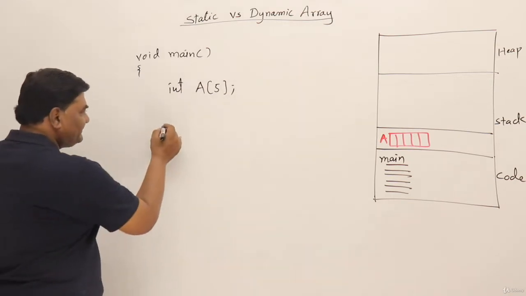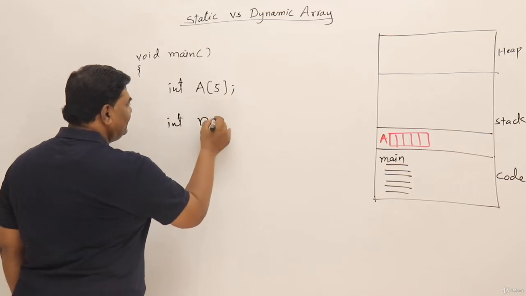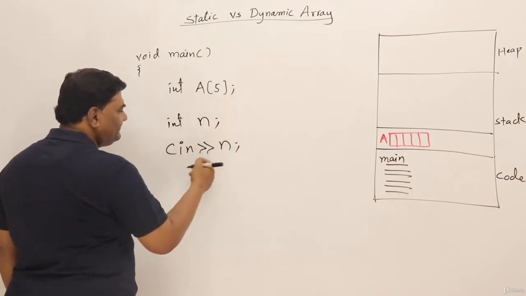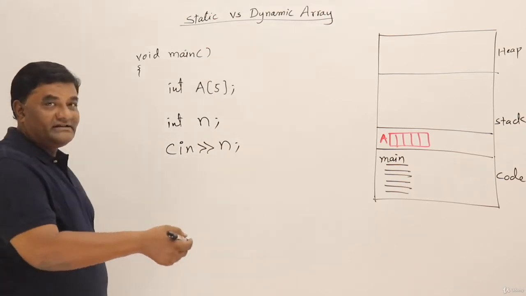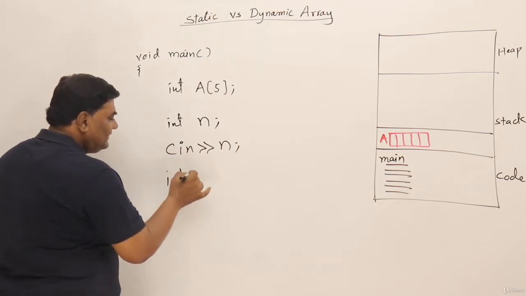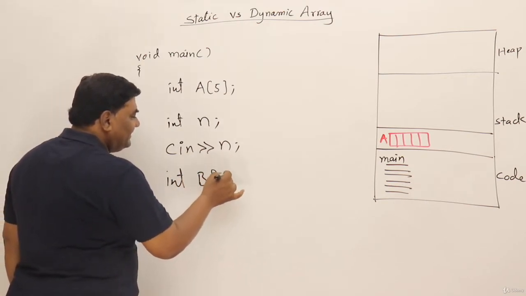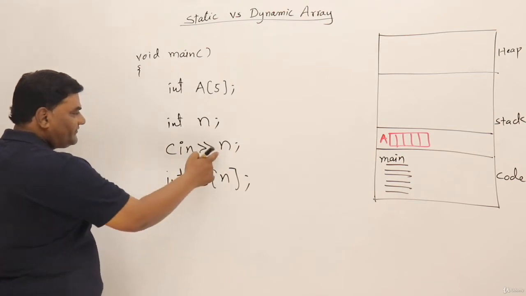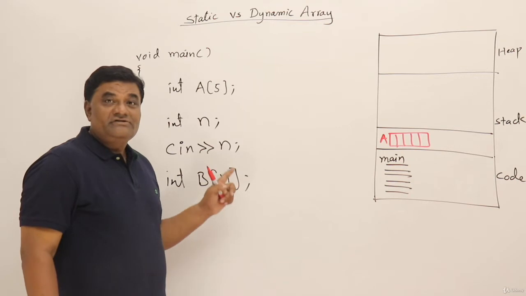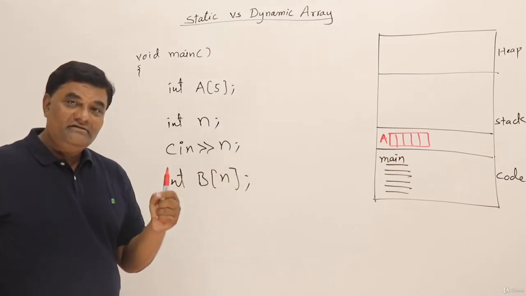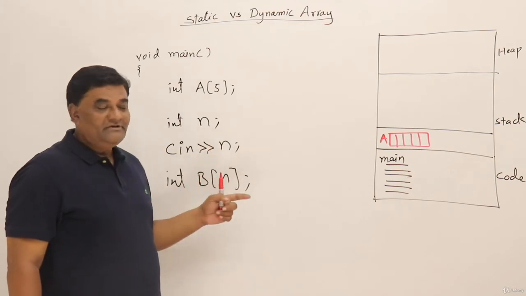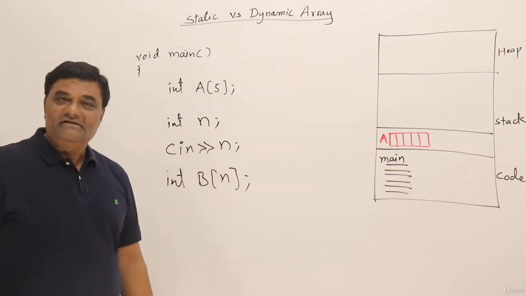Let us see in C++, suppose I have one variable n and cin >> n. So it means I am reading some input from the keyboard, the size of the array as n. Then I can declare an array of size n. So whatever input comes from the keyboard, I can create an array of that particular size. So the size of an array is decided at runtime. You can enter any value in n at runtime. So an array of that size will be created inside the stack.